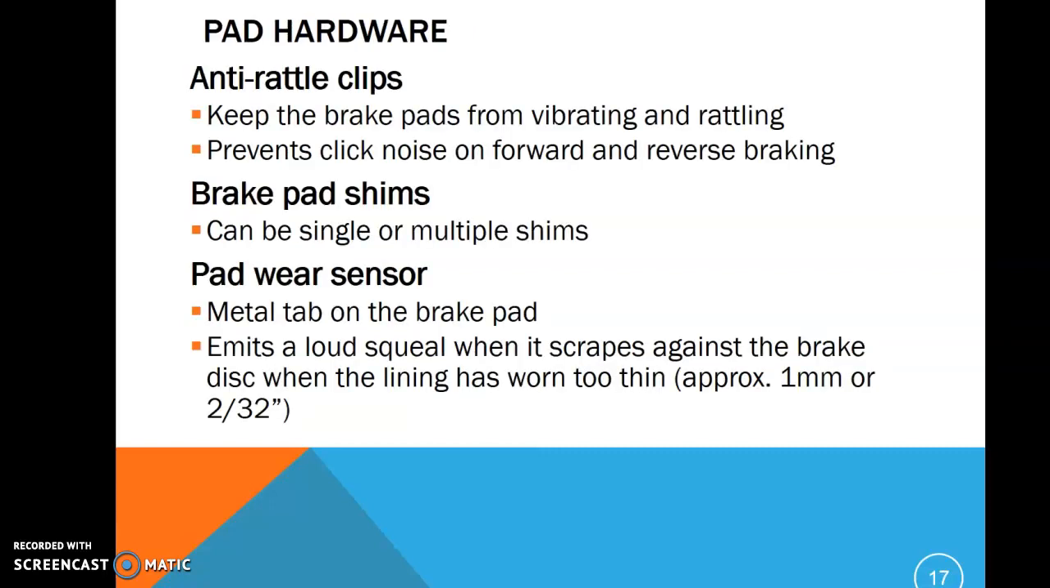So anti-rattle clips we talked about. They keep pads from vibrating and rattling. Brake pad shims I talked about. They put on the back of the pad. And then of course you have pad wear sensors. They can either be mechanical, basically a pin that when the pad wears thin enough, the pin hits the rotor and it's going to screech and squeal and be loud.